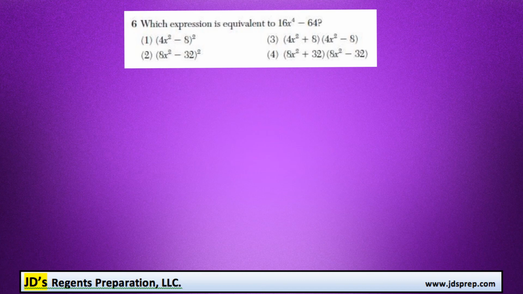Welcome to problem number 6 from the June 2017 Algebra Regents exam. In this question, we're trying to find out which expression is equivalent to 16x to the power 4 minus 64.